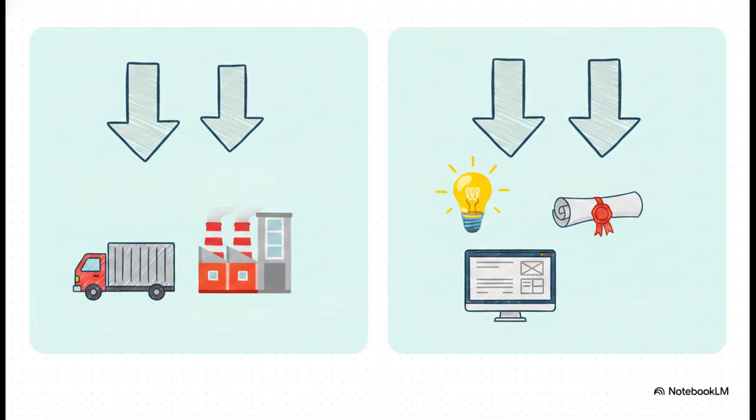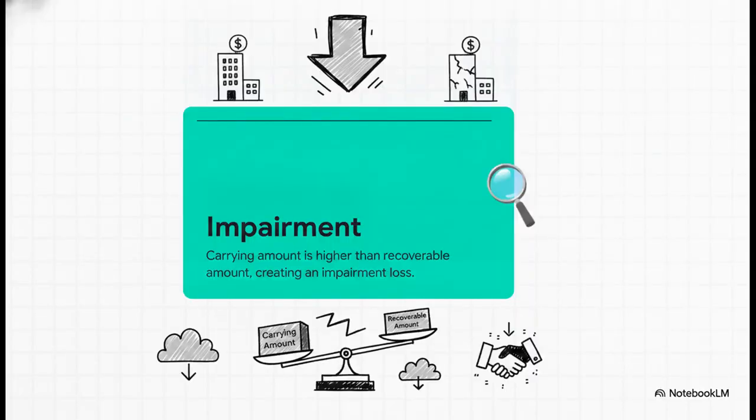Depreciation is the systematic reduction in value of a tangible, physical fixed asset, like a company car or a factory, over its useful life. Amortization is the exact same concept, but applied to intangible, non-physical assets. So you depreciate your delivery trucks, but you amortize your software licenses and your patents. Make sense?